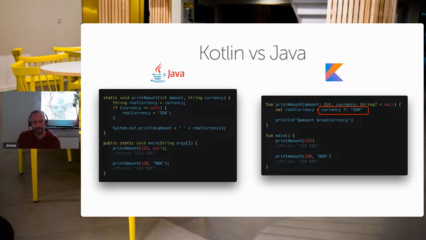For those of you who use Java, it is a bit similar to the ternary expressions that you use as a simplification of if-else, but this is for null types instead. And in Kotlin, you always use if for those situations. One nice thing with Kotlin is what we call string interpolation. So in Java, as you can see, you have to append an empty space after amount and then the currency. But in Kotlin, you just use the amount and real currency vals directly in the string. So it's much simpler.